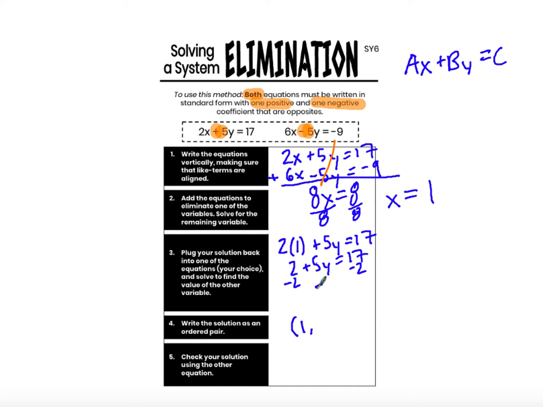Minus 2, 5y equals 15. And then let's go ahead and do our last inverse operation, dividing by 5. y equals 3. So divide by 5, I find the second part of my solution, y equals 3.